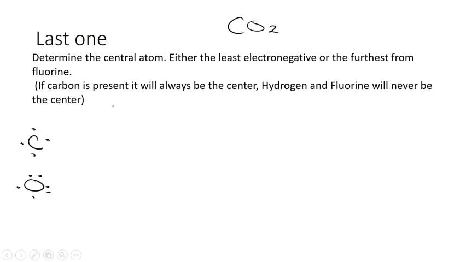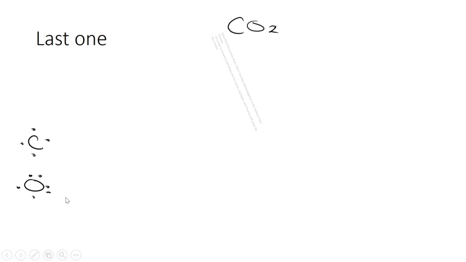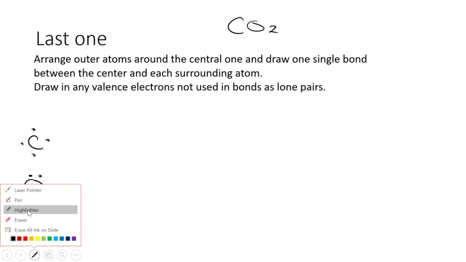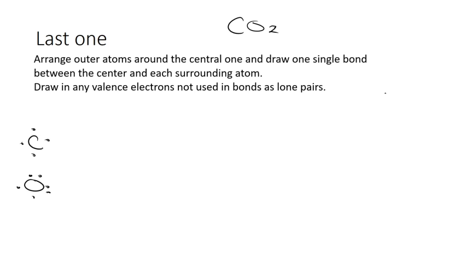Determine the central atom: least electronegative or furthest from fluorine. Great, carbon is furthest from fluorine. Also, it's carbon, so it's going to be the center. Now we're going to arrange the atoms, so we have the center and our atoms to the outside. We've got carbon, oxygen, oxygen. We're going to make one bond, and then we're going to fill in our other electrons.